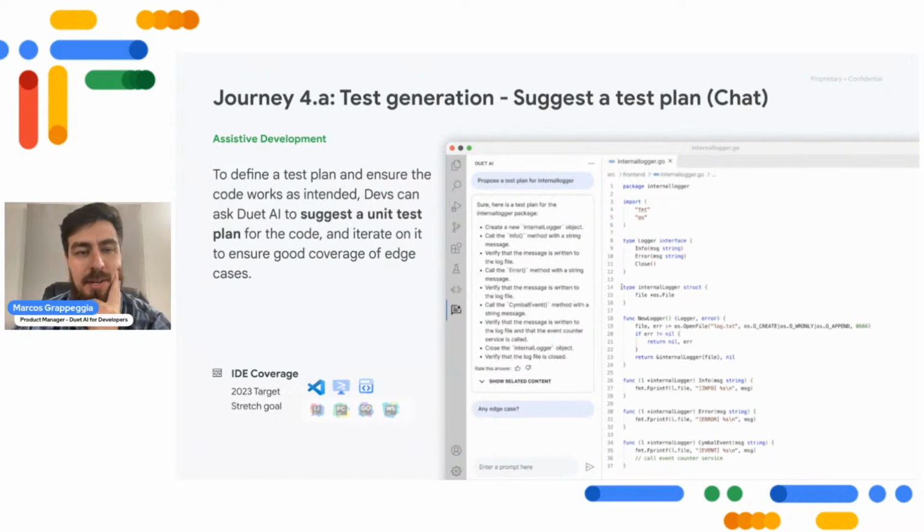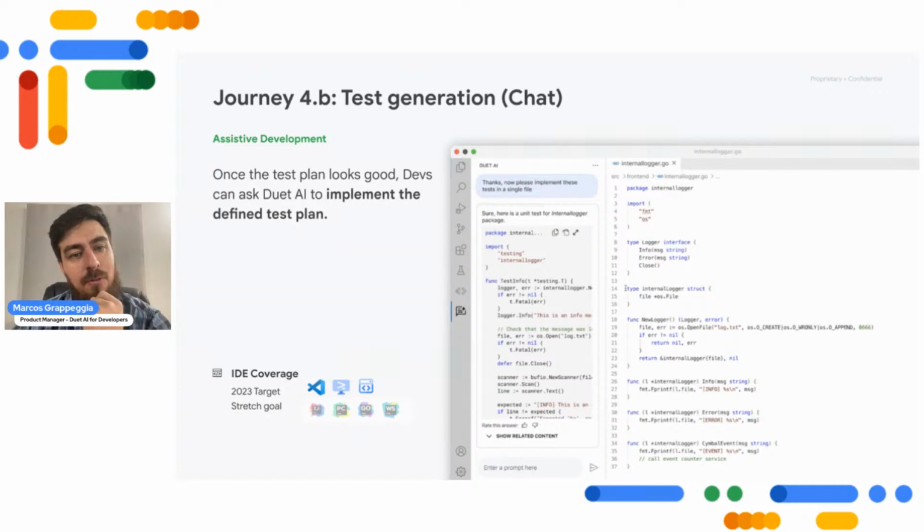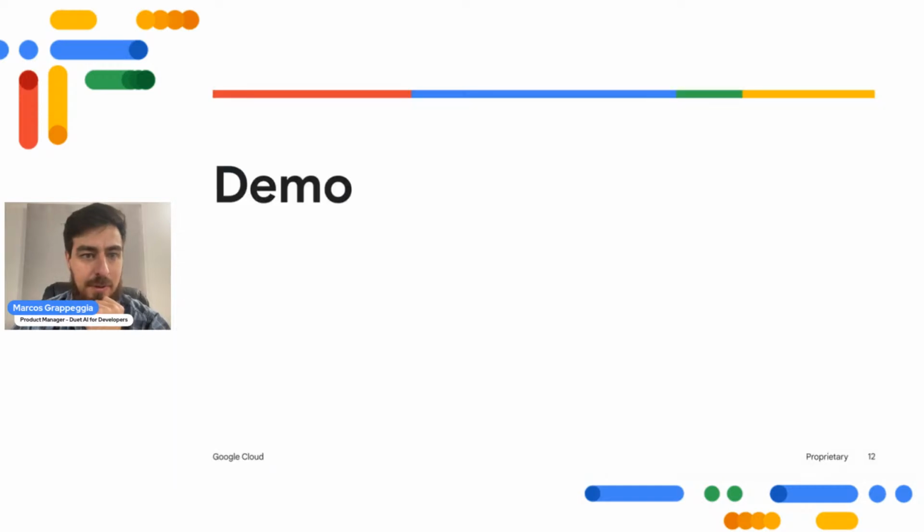So you can see here essentially Duet suggesting a test plan, followed by generating and implementing the actual tests, in that case for a Go specific file. Folks, I'll now move on to showing you quickly a demo of what this looks like live. Before I do that, let me just quickly go through some remaining questions we may have here.